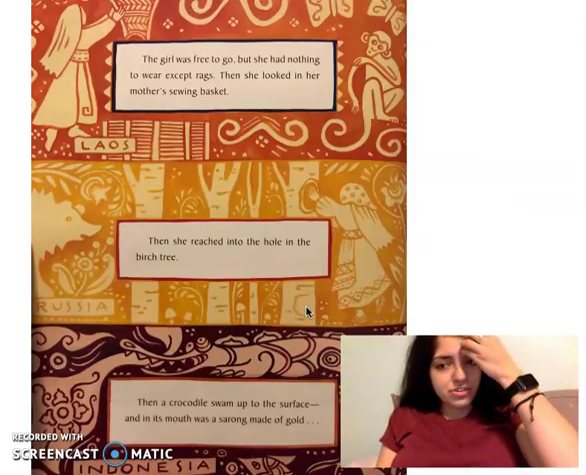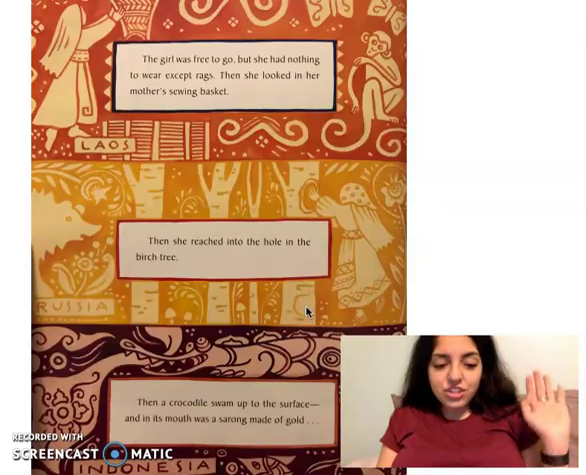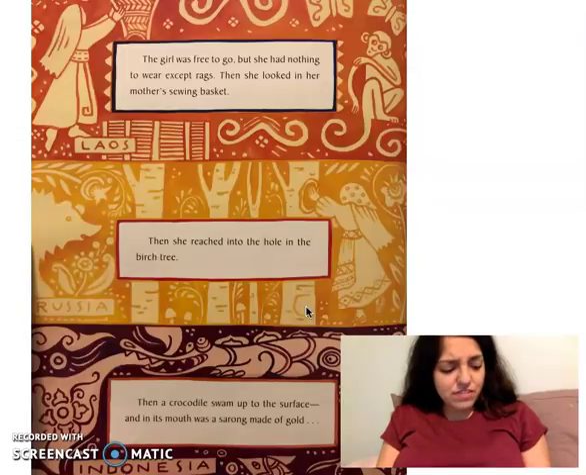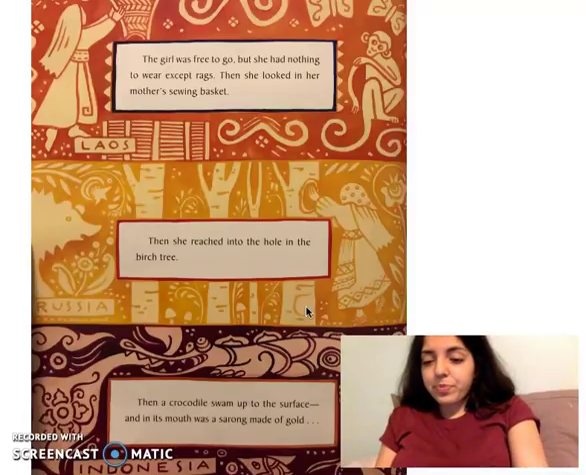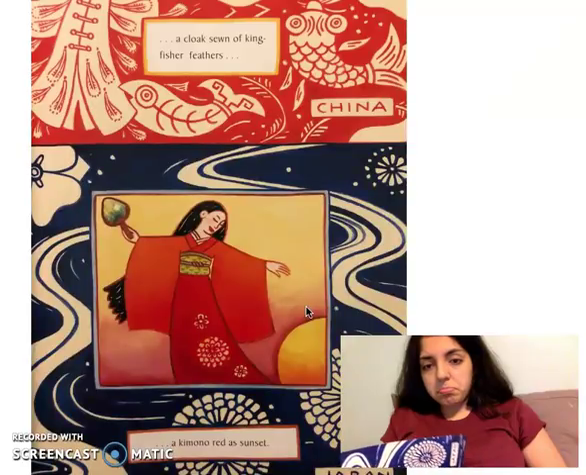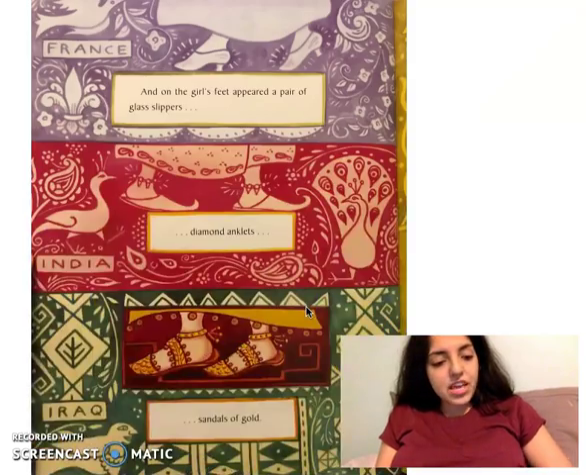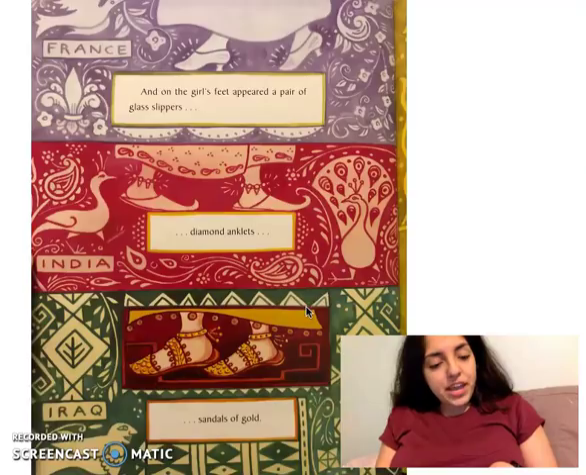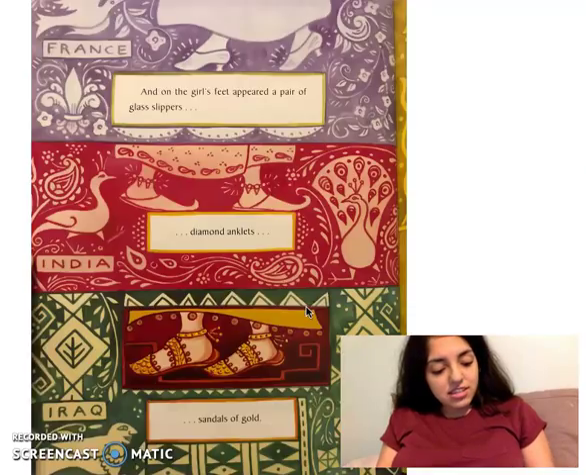Then she looked at her mother's sewing basket. Then she reached into a hole in the birch tree. Then a crocodile swam up to the surface, and in his mouth was a sarong made of gold, and a cloak sewn of kingfisher feathers, and a kimono red as sunset. And on the girl's feet appeared a pair of glass slippers, diamond anklets, sandals of gold.